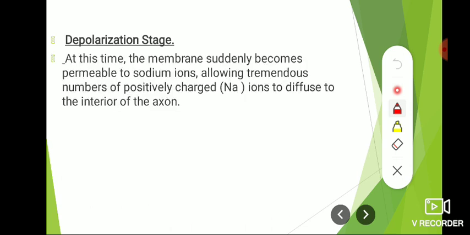Depolarization stage. At this time, the membrane suddenly becomes permeable to sodium ions, that is, fast sodium ions, allowing a tremendous number of positively charged sodium ions to diffuse to the interior of an axon. So here we are giving an example of an axon, but in other cells, maybe a cardiac cell, there can be differences. There can be depolarization because of some other ion apart from sodium also. For example, in the retina, other different ions are involved. For other cells, smooth muscles, other ions are involved. But classically, positive ions are coming inside for depolarization.